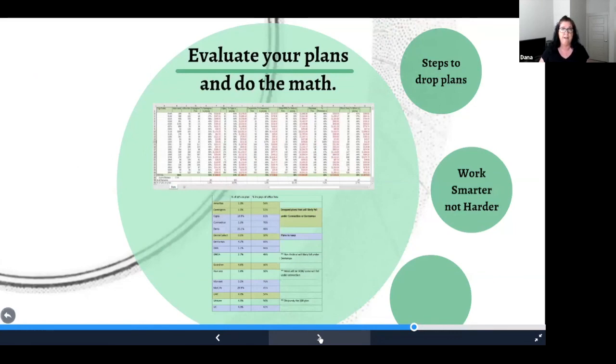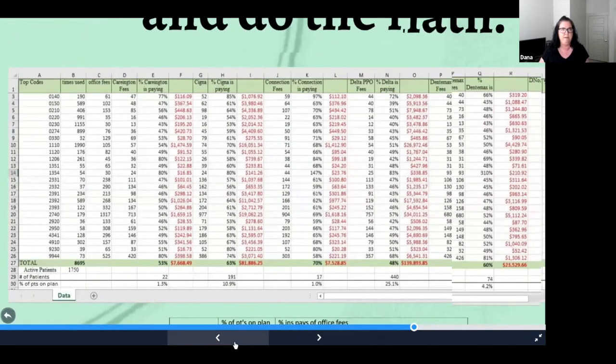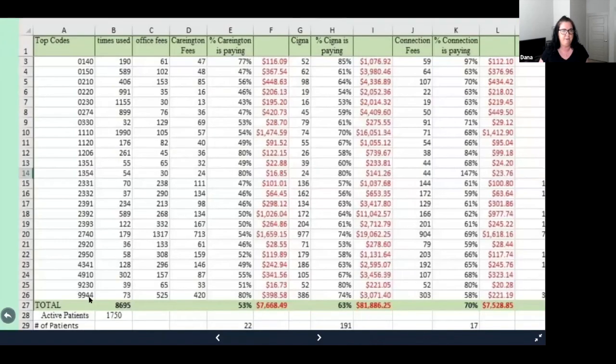So we're going to evaluate the plans and we're going to do the math. This is the spreadsheet that we use at PPO. So see these top codes right over here? This is just a practice that we picked, right? Top use codes right here. The next column is the times that these codes were used in 12 months.